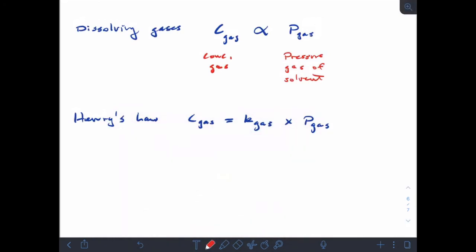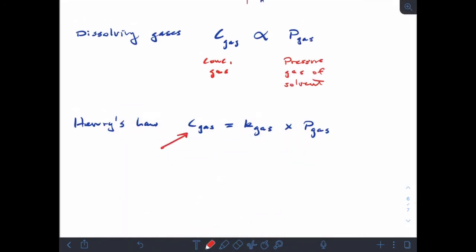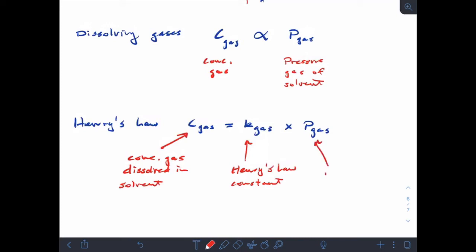Okay, so let's annotate this just a little bit so that we're really clear. So this is the concentration of the gas dissolved in the solvent. This one right here is the Henry's law constant for the particular gas. And this one over here is the pressure of the gas above the solvent.